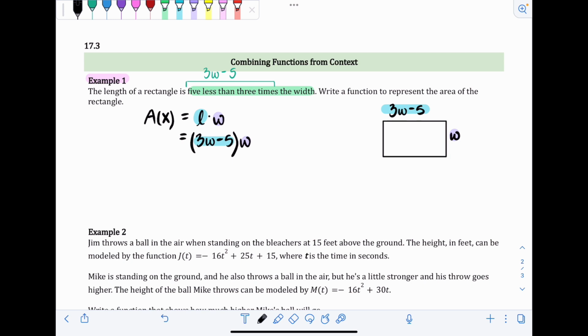That's totally fine. So it'll be a of x equals, I'm going to distribute it backwards, so w times 3w, and that would become 3w squared from the w times w. And then w times negative 5 would become negative 5w. So altogether, our function that represents the area is going to be a of x equals 3w squared minus 5w.